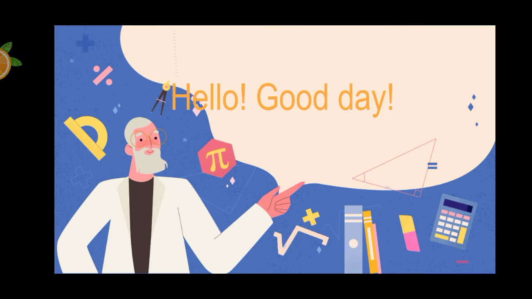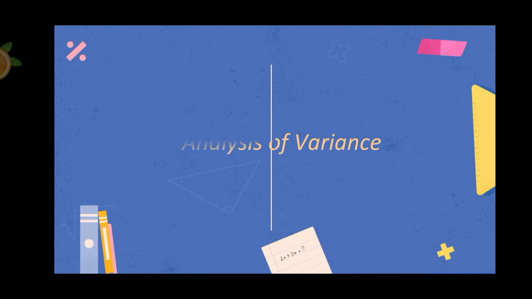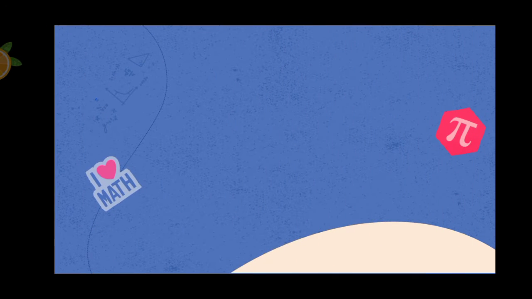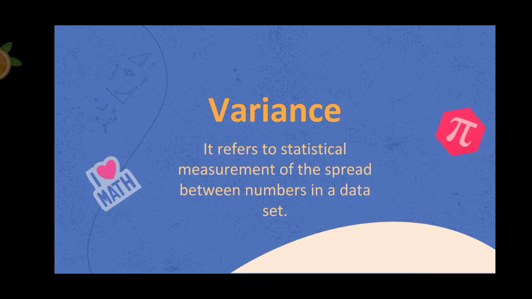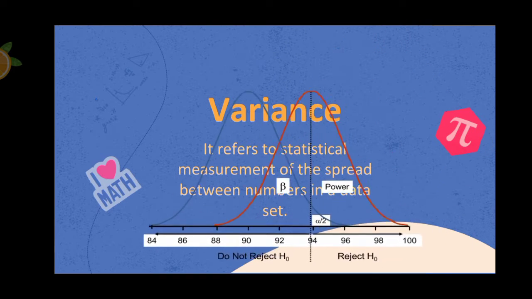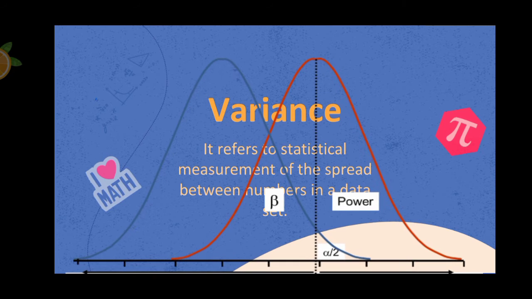Hello, good day. So for today's video, we are going to talk about the analysis of variance, or shortly known as ANOVA. But first, let us recall what the variance is. Variance refers to a statistical measurement of the spread between numbers in a dataset. So basically, it tells you the degree of spread in your dataset. The more spread the data, the larger the variance is in relation to the mean.